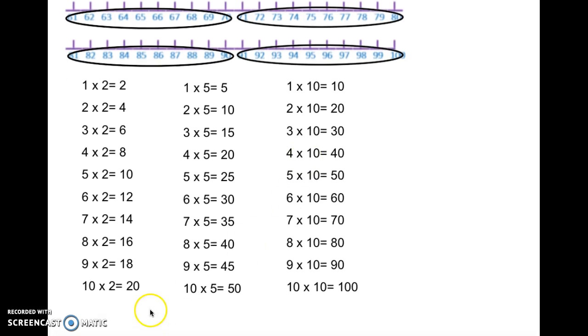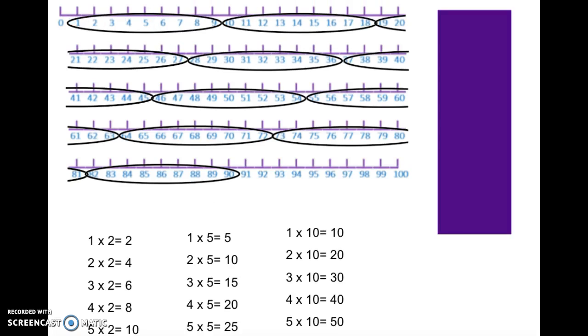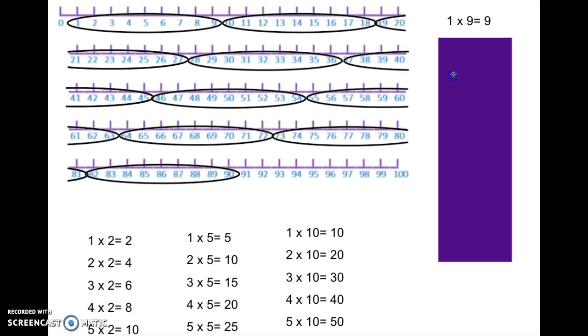All right, so let's go ahead and go on to our last one for today. All right, which is our 9s. All right, our 9s. So one set of 9s is 1 times 9 equals 9.